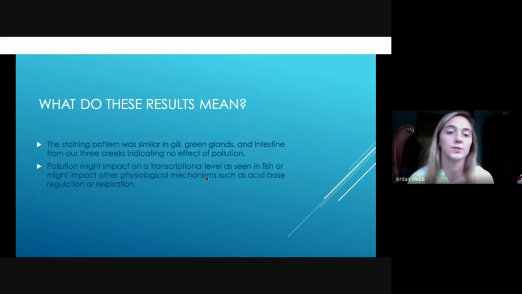So now what did these results mean? Well, comparing all 3 streams, we found no major differences in the level of NKA found in these organs, which means that there isn't a big difference in their ability to osmoregulate that we can tell. So this has us thinking that maybe the pollution impacts on a transcriptional level, as seen in fish, or might impact other physiological mechanisms such as acid-base regulation or respiration, because these poultry houses have phosphorus and nitrogen runoff, which creates harmful algae blooms.